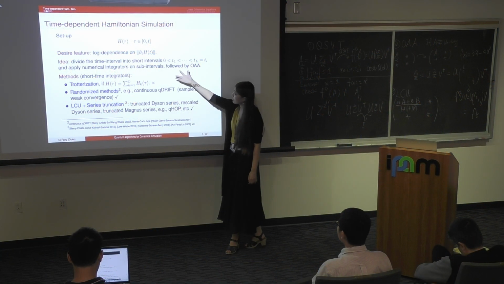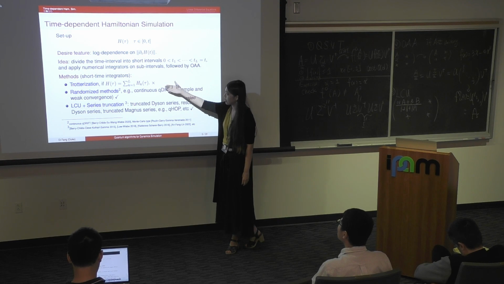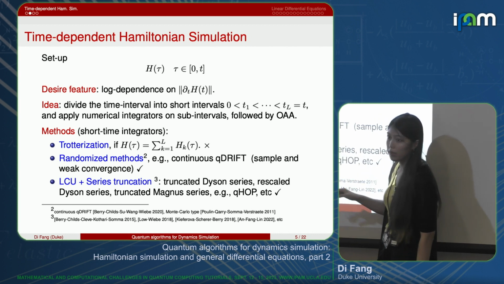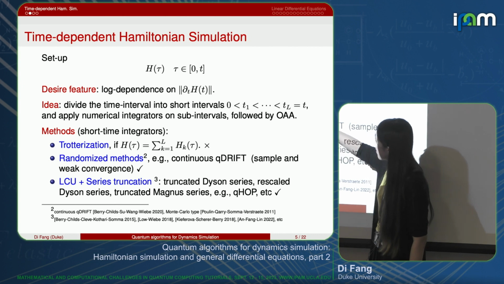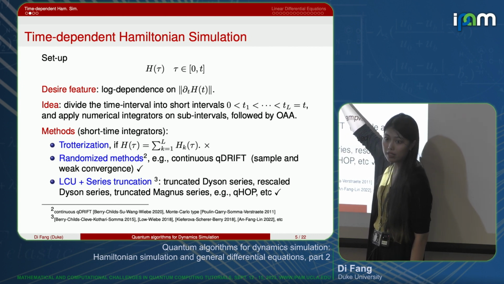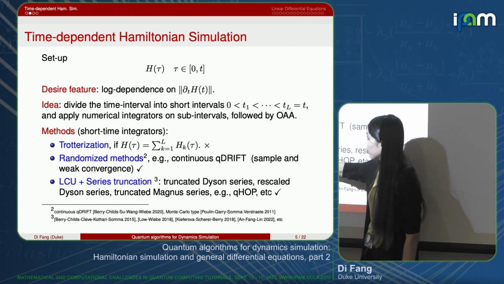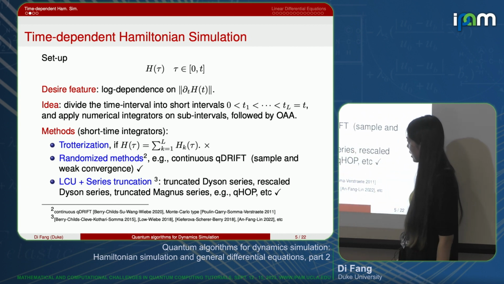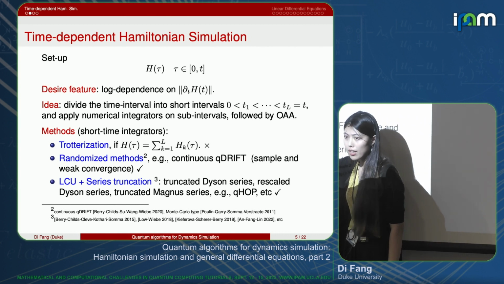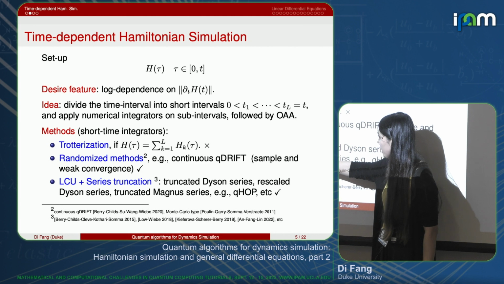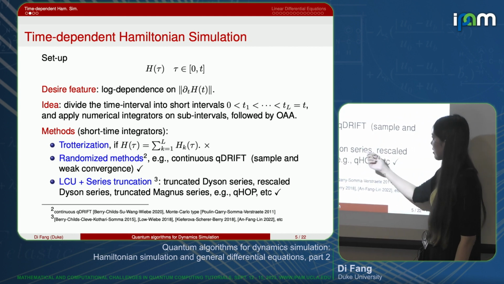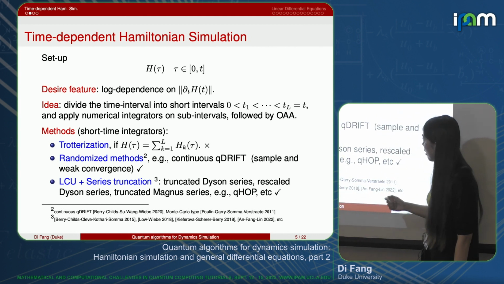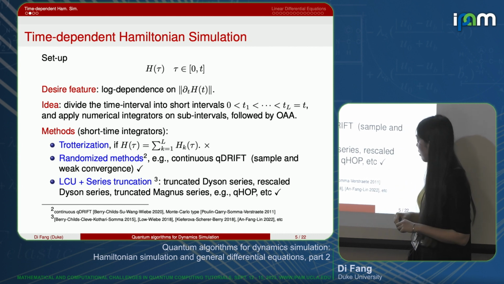Okay, so now we know how to piece things together. It's basically by OAA. Then the next question is what are the corresponding short time integrators? I will mention briefly these 3 different types of integrator. Number 1 is Trotterization. This cross means, unfortunately, it does not have the desired feature that we wanted. The second is randomized algorithms. It indeed has the desired feature, but it's actually a sampling algorithm with weak convergence in the mathematical sense. I will mention what I mean later. The third is LCU-based approaches like what we had for time-independent cases. We can truncate a series. There are various different series you can truncate: the Dyson series, the Magnus series, and other series. And this will give you a very nice dependence on the derivative.